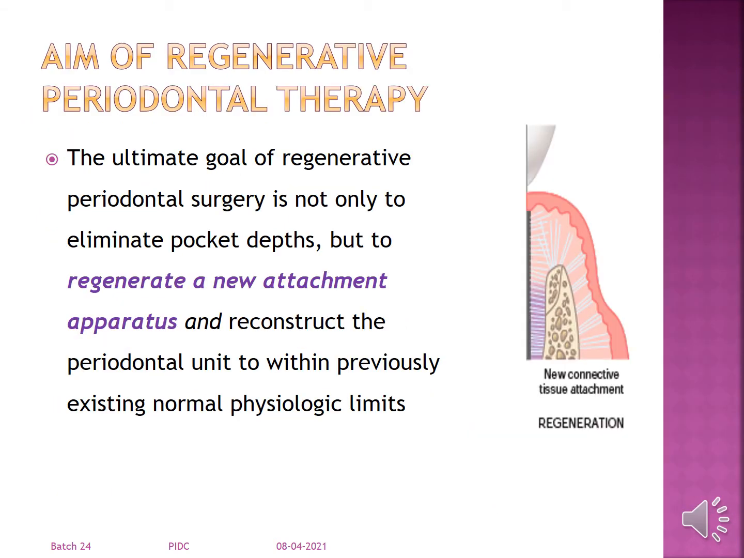So based on this, the aim of regenerative periodontal surgery is not only to eliminate the pocket depth but also to regenerate a new attachment apparatus and to reconstruct the periodontal unit to within previously existing normal physiologic limits. For example, here you can see a condition where the periodontal ligament has formed the remaining part of the area or the healed area, resulting in a new connective tissue attachment. So this is the ideal regenerative therapy aim that we would require.